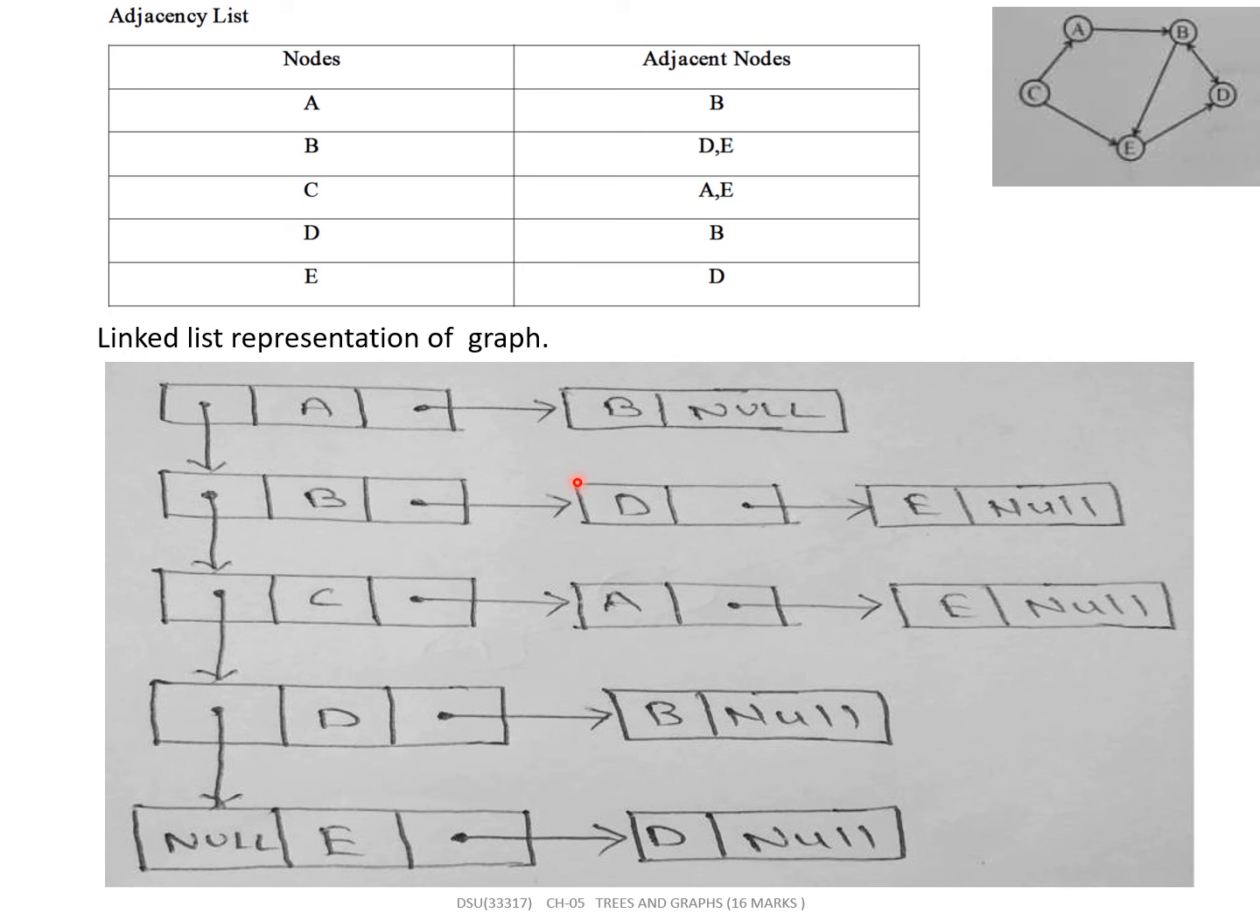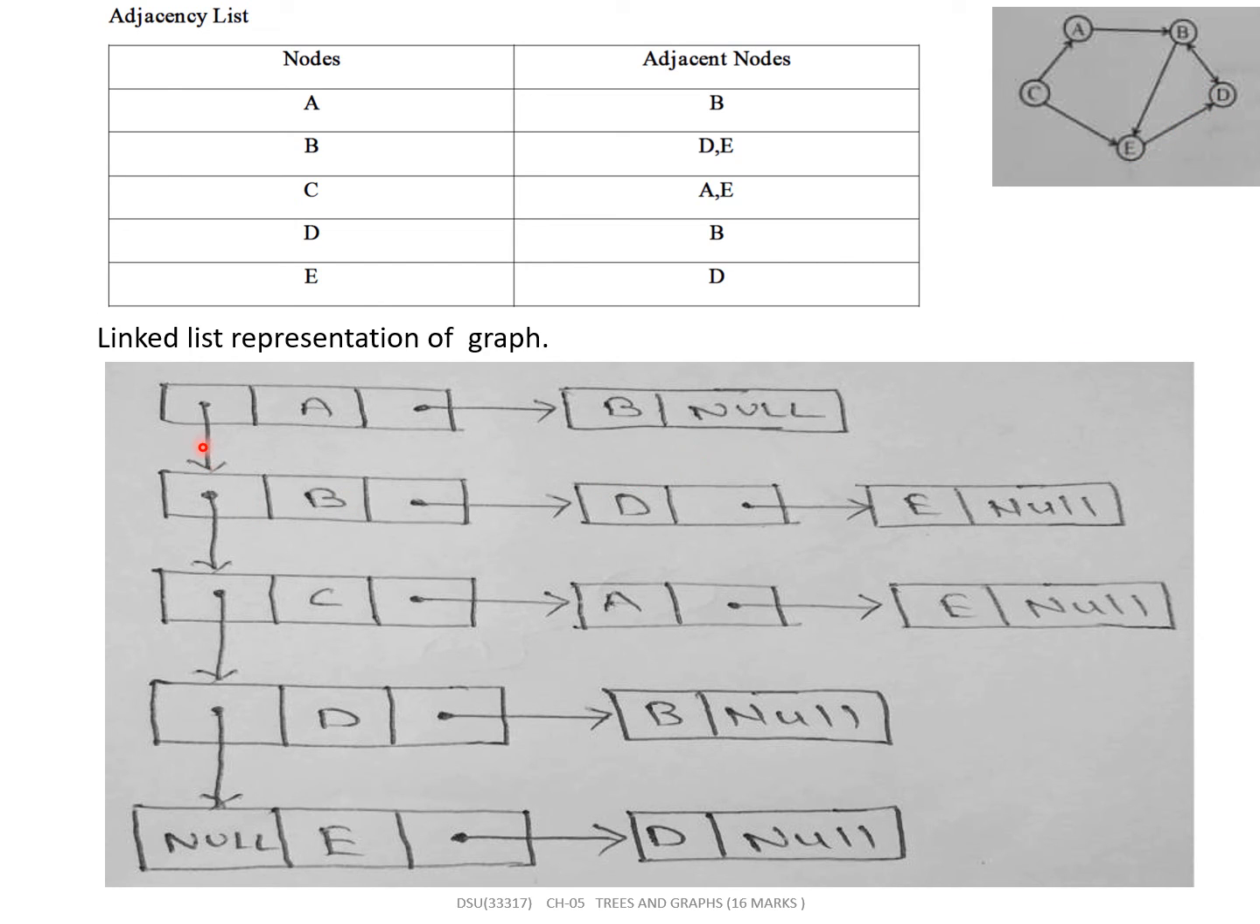Now the adjacency list. Here we see the nodes A, B, C, D, E, and now we have to write the adjacent nodes. So for A, B is the adjacent node. For B, D and E are the adjacent nodes. For C, A and E are the adjacent nodes. For D, B is the adjacent node. And for E, D is the adjacent node.